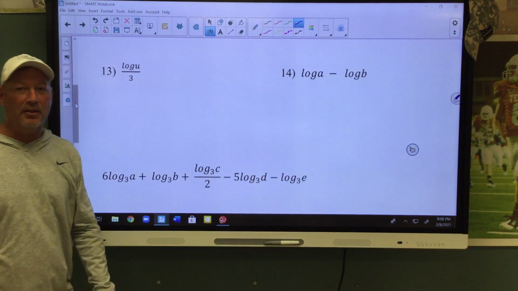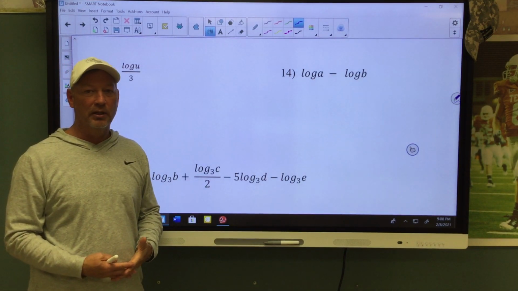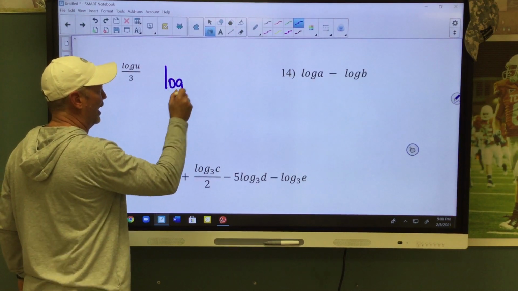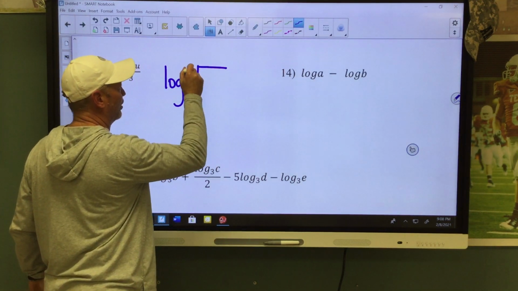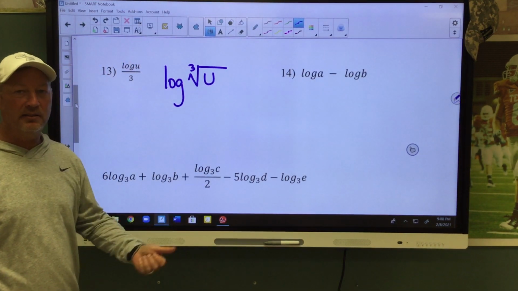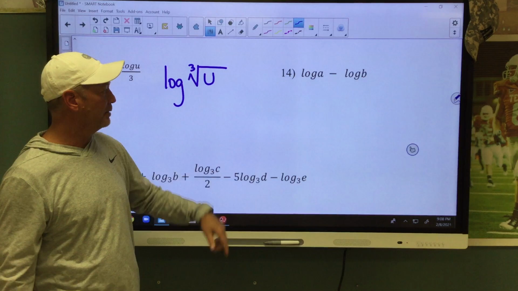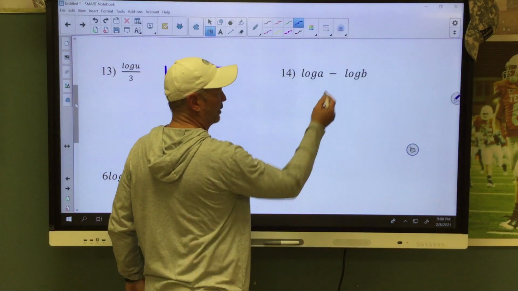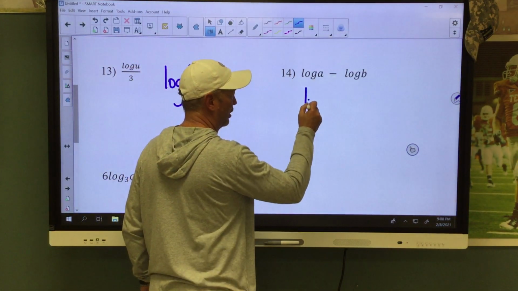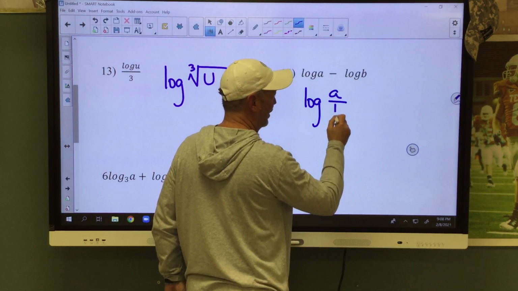Now we have this 3 at the bottom. Since I have the 3 at the bottom, that means I am taking the cube root. So we're going to say log, and we are taking the cube root of U. That's how you would put that back if you were condensing. Now, we're going to put these all together in just a second. It's going to be kind of tricky, but we're teaching you the basics. I have subtraction, and we said subtraction makes us think about division, so we're going to say log of A divided by B.